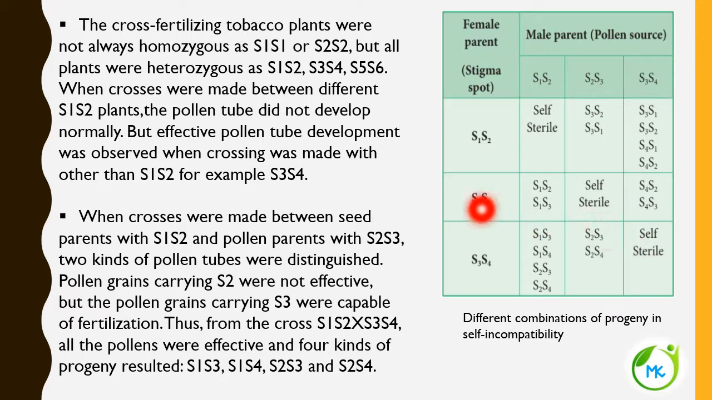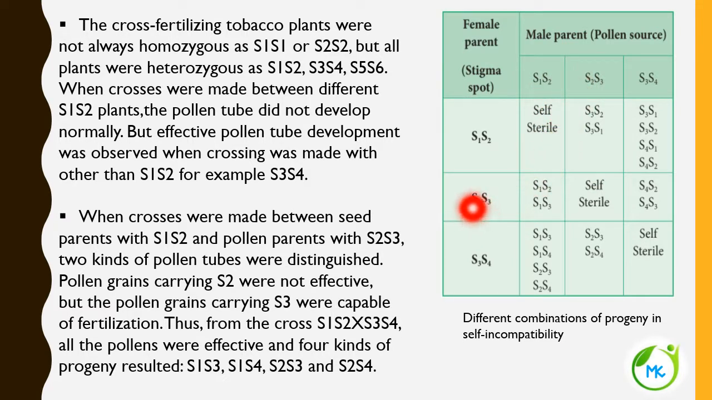So in the other crosses, S1 S2 with S2 S3, S2 and S2, both are the same. So this pollen will not germinate. So the offspring will be S3 S1 and S3 S2. And similarly in the other cases, all the pollen grains can germinate, leading to the formation of 4 kinds of progeny. And the second type, S2 S3 and S1 S2.